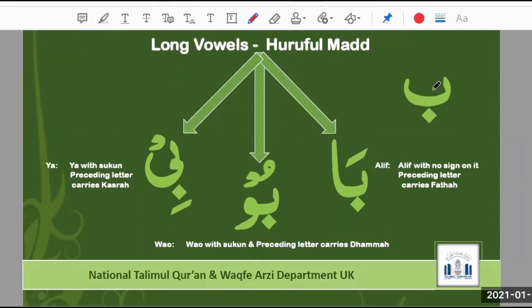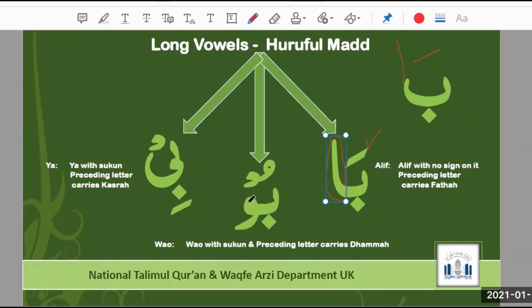For example, we have a letter ba, and this ba is followed by alif here. Look, this alif. So the first condition of haruful madda for alif is that the preceding letter should have fatha on it, and alif should not have any sign on it. Then this alif will be a haruful madda, and it will elongate the sound of letter ba for 2 seconds. This ba, for example, is a ba only for 1 second, but as soon as we join this blank alif to it, it becomes a ba of 2 seconds. So we learn the rule: the preceding letter will have fatha on it and alif will not have any sign on it. Then it is haruful madda, and it will elongate the sound of ba for 2 seconds.